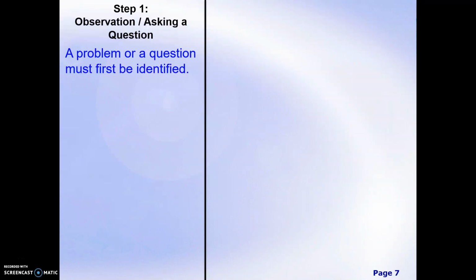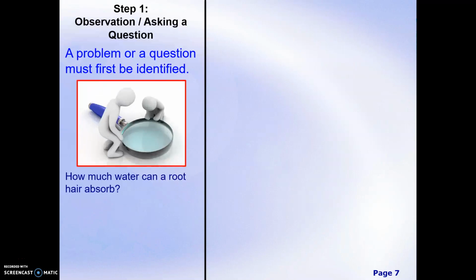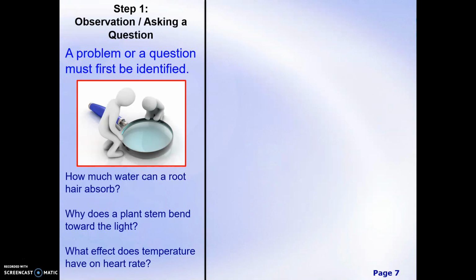So step 1 is making an observation or asking a question. We have to figure out what we want to figure out first. An example of that might be how much water can a root hair absorb? Those little tiny pieces that come off of roots, if you've ever gardened or anything like that, that's what they're talking about. Why does a plant stem bend toward the light? Might be something that we identify. Or what effect does temperature have on heart rate? These are all things that we might ask or we might notice, and we want to figure out why these things happen. That's the very first step.